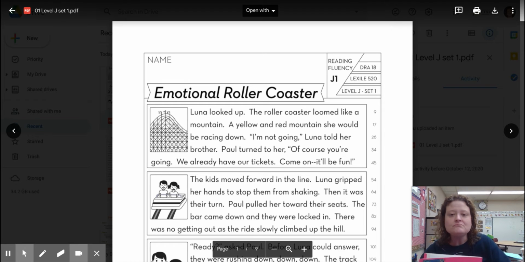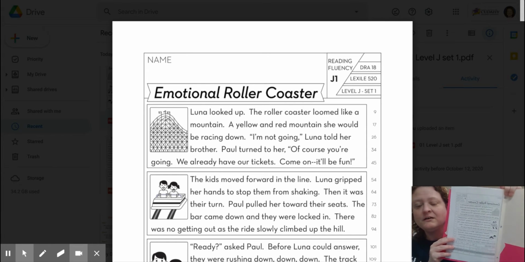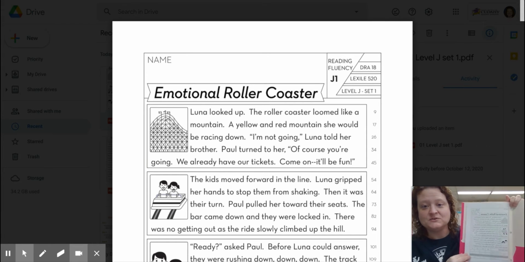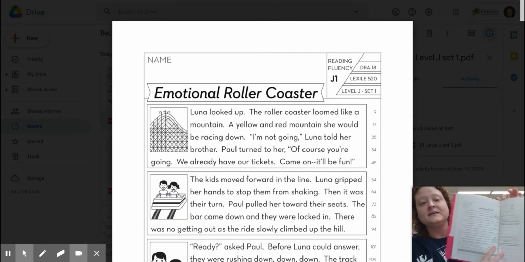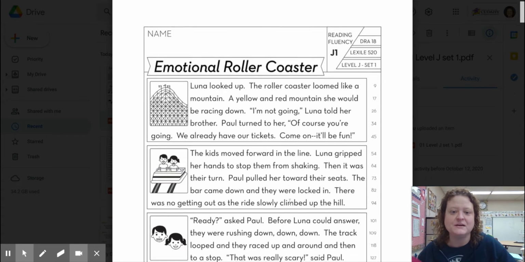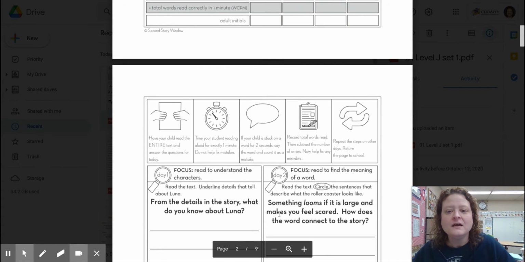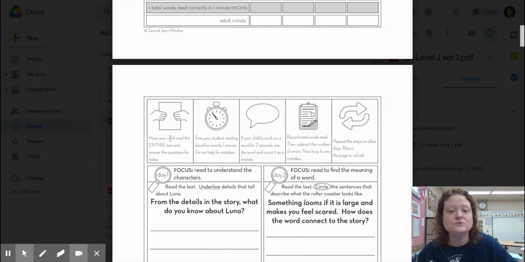On the back side of each passage, I have an example of a completed folder here with the passage that you see on the screen. And you can see on the back side then there are questions. I'll scroll to those questions right now. Here are the parent tips. It tells you how to do the timed recording with your student.